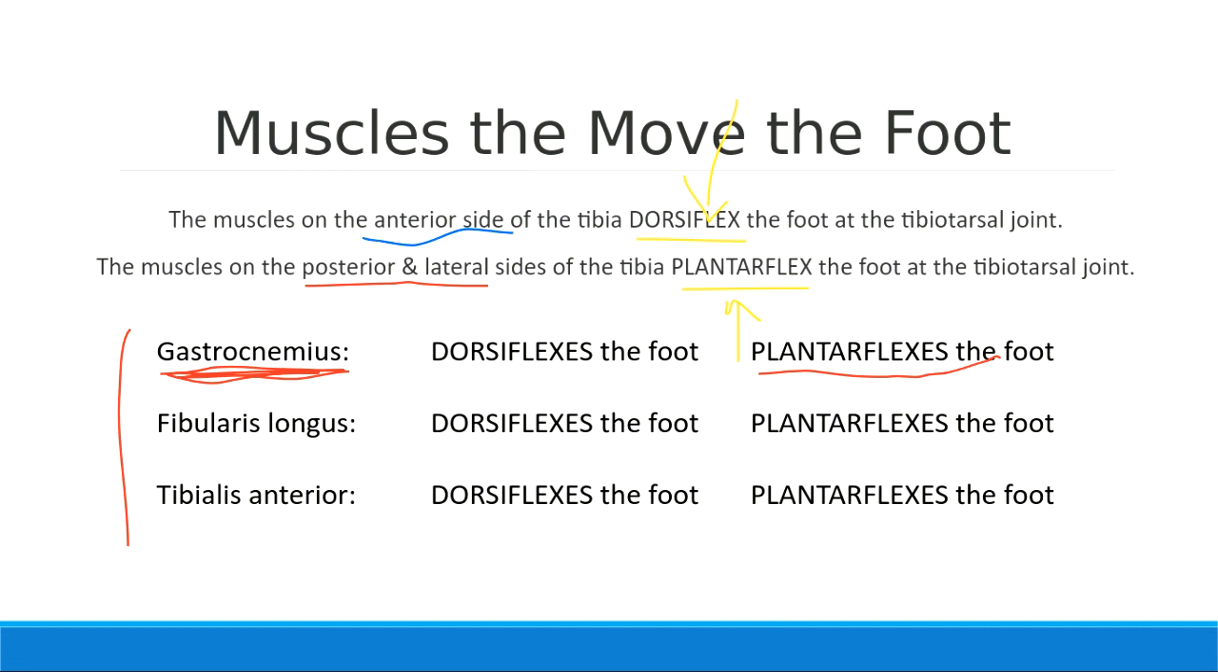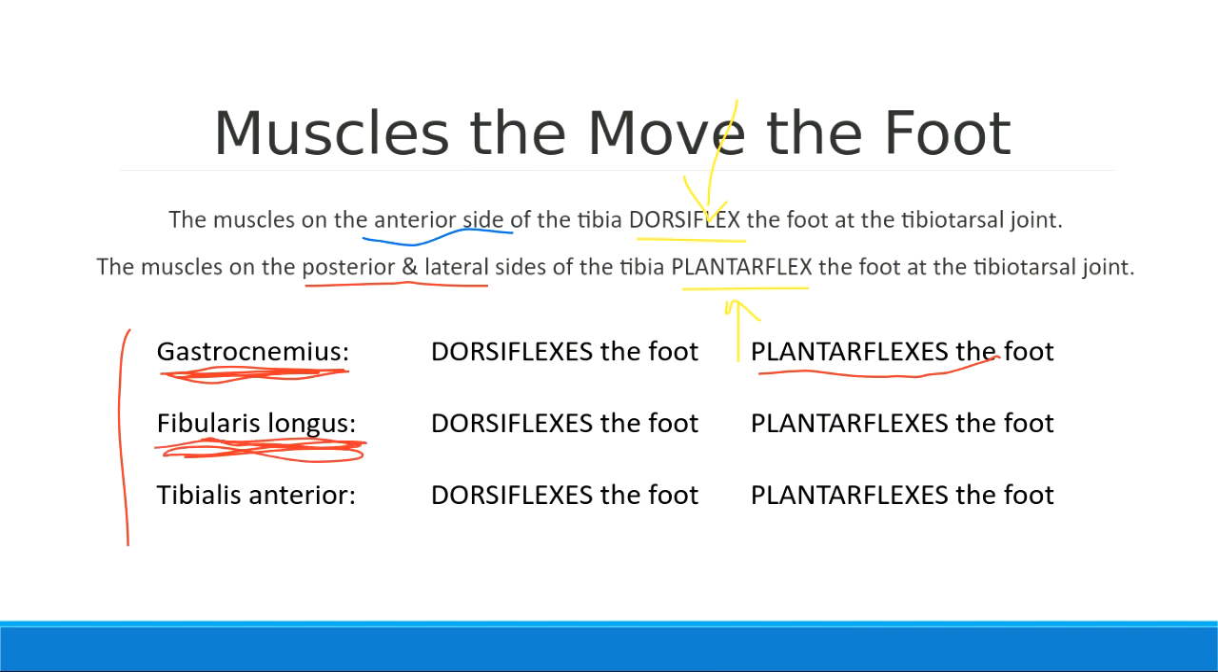Two muscles left here on my list with moving the foot: fibularis longus and tibialis anterior. One of those muscles lives on the lateral side of the leg. Who lives on the outside, fibularis or tibialis? Yep, fibularis. Fibularis is the one that's on top of the fibula, which is your bone on the outside.